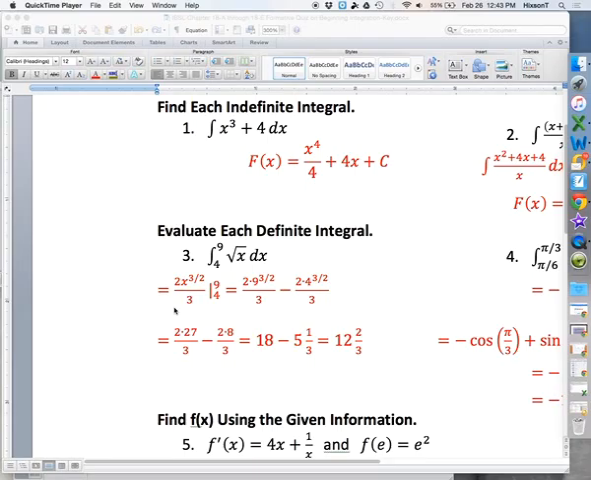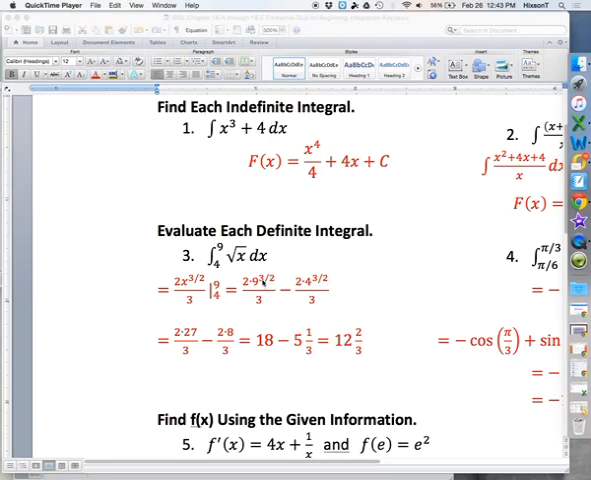And then we need to use the fundamental theorem of calculus. So you'll see here I'm evaluating at 9 and 4. Okay? So when I evaluate it at 9, I get 2 times 27 over 3, which is 18. And when I evaluate it at 4, I get 2 times 8 over 3, which is 5 1/3. So we subtract then. Remember, it's f of b minus f of a. And we get 12 2/3. Okay?